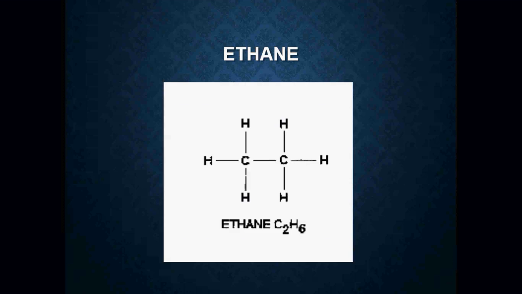Then we have ethane. Ethane has 2 carbon atoms to 6 hydrogen atoms. It's a heavier gas. The heavier the gas, the higher the burn. The dirtier the burn.